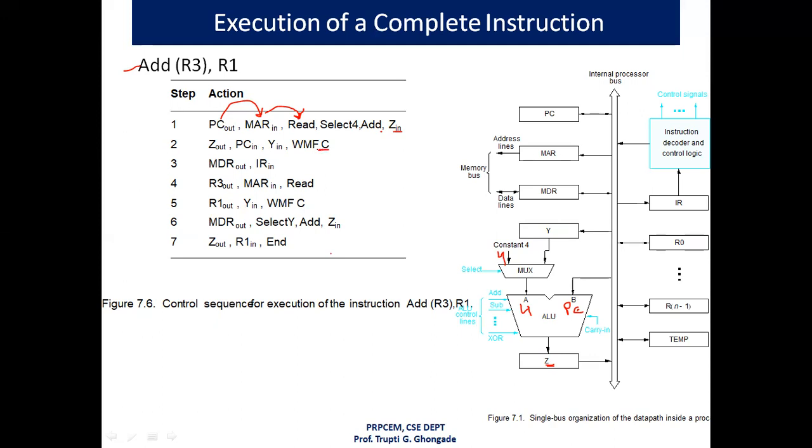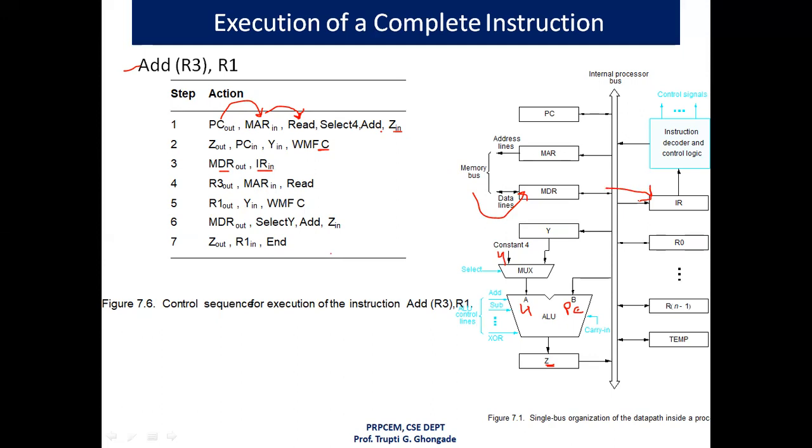control signal. Now in step 3, the word fetched from the memory is loaded into the IR. Now we have completed our read operation. After completion of the read operation, in step 3, the word is fetched from the memory and loaded into the IR. So MDR out and IR in. From memory, we fetch data into MDR and from MDR, it is loaded into the IR. Here is your IR.